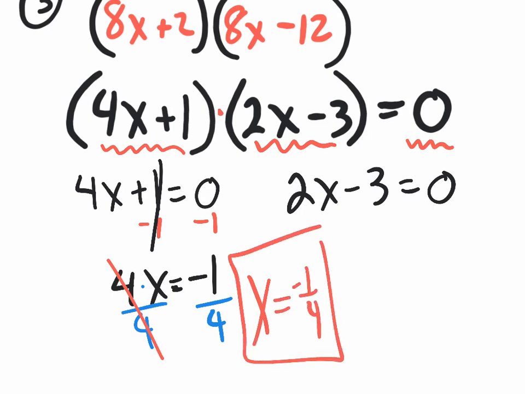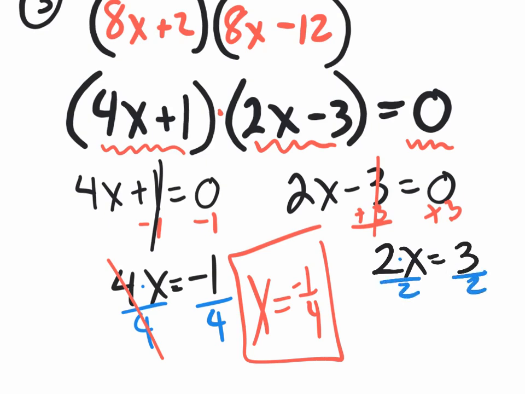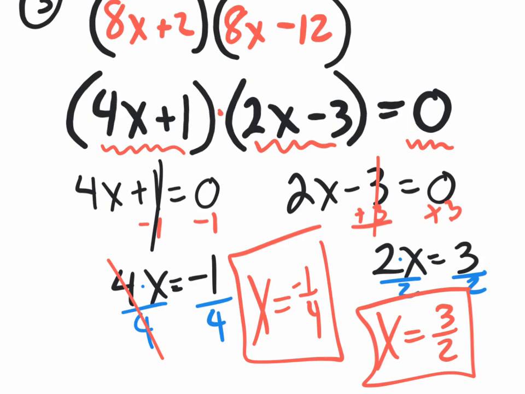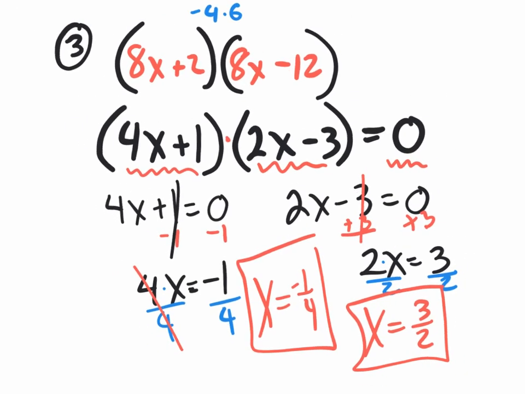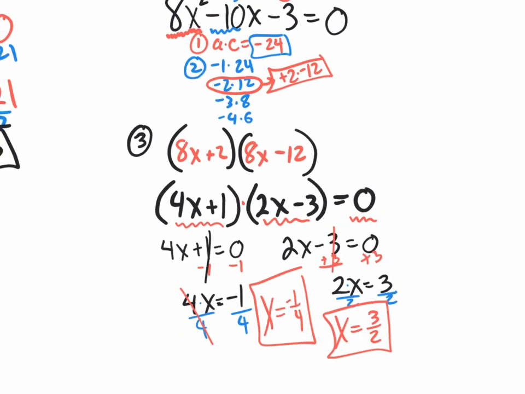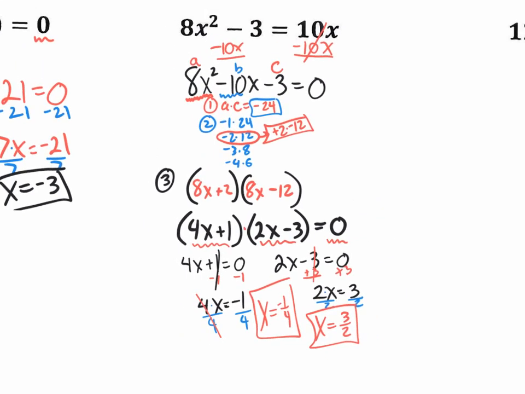Now do the other one. We're going to go plus 3. We're going to end up with 2x equaling 3. Final step would be to divide by 2. So the other answer is x equals 3/2, or 1.5. But I would leave it as an improper fraction, 3/2. That is as hard as it gets. Look, it is a lot of work. It becomes easy when you practice.